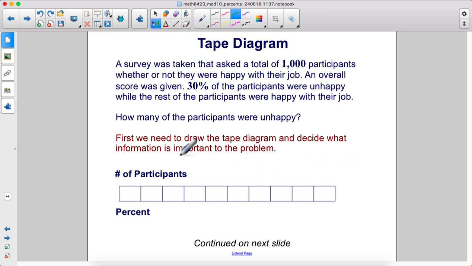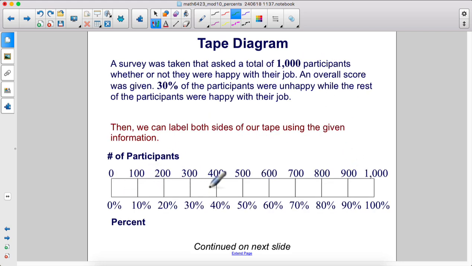All right, so there's 1,000 participants. So over here will be 0, over here will be 1,000. And we want to relate that to 100, the number 100. So 100% of the participants would be 1,000 participants, right? Because that's the total number. Now you can see that there's 10 equal pieces on this piece of tape. So 100 divided by 10 is 10. So that means each of these marks will be 10, 20, 30, 40, and so on.